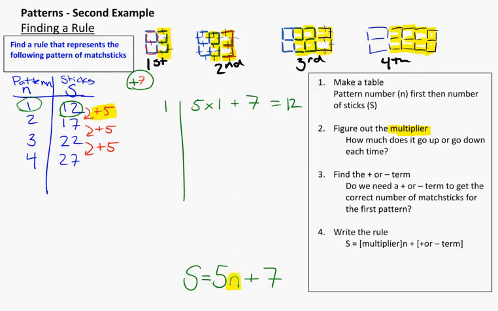The 5n is the part that's getting repeated each time, so 5 times however many times we've repeated it, however many patterns we've built, plus the 7 that needs to be added on at the end. So again, 5 is the multiplier, and 7 would be the plus or minus term. And that's this guy back here.